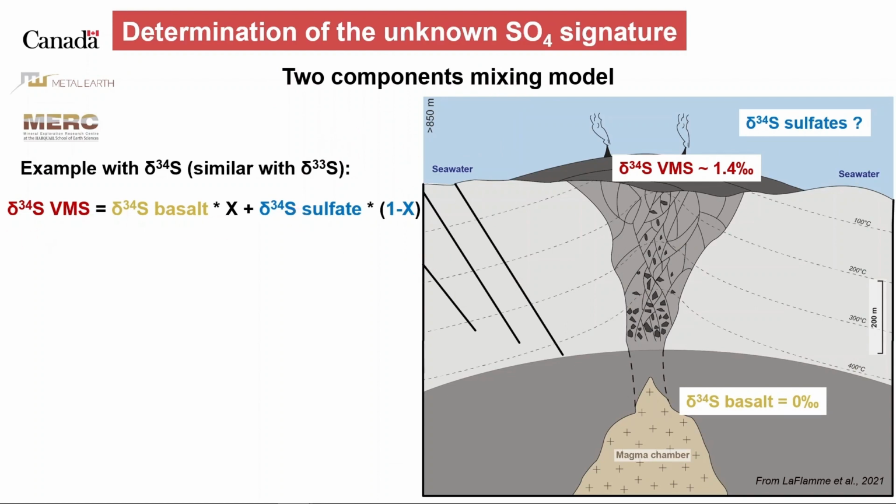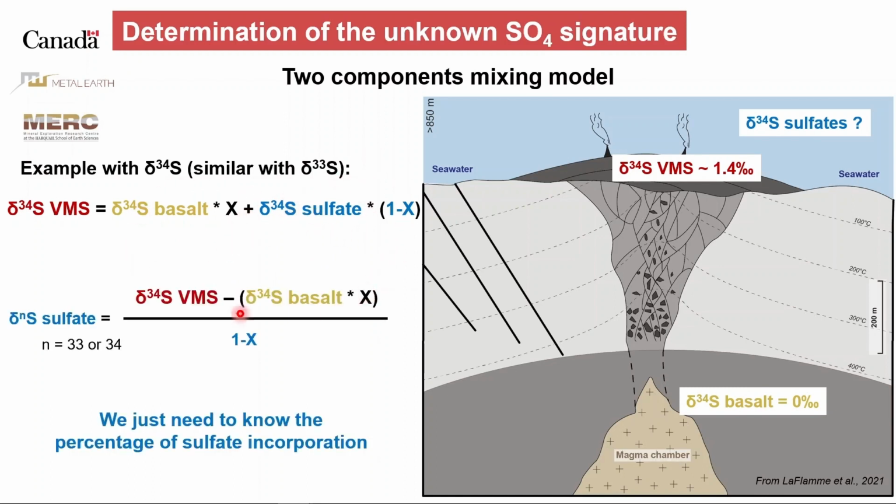Basically, the isotopic signature of the VMS deposit corresponds just to the addition of different proportions of the basaltic signature and the seawater sulfate signature. Here we just have to rearrange this equation, because we want the isotopic signature of the seawater sulfate. The only missing part is that we need to know the percentage of sulfate which can be incorporated into the VMS.